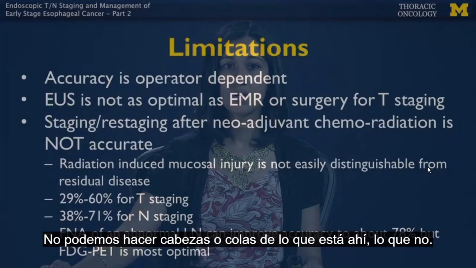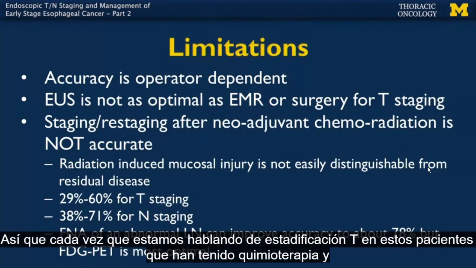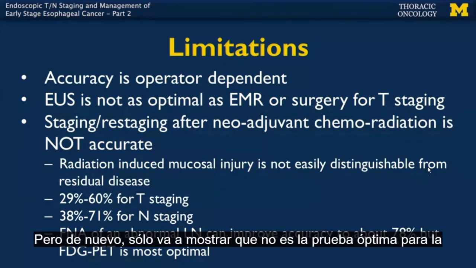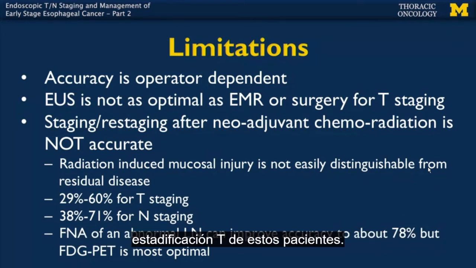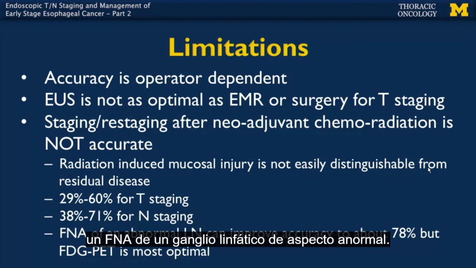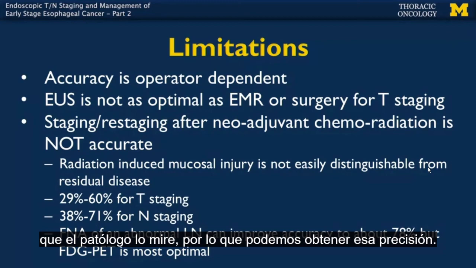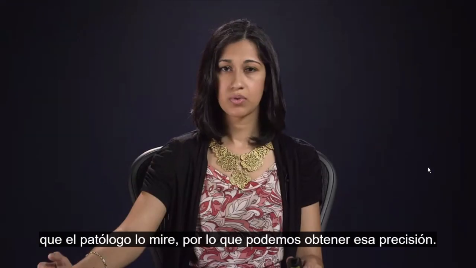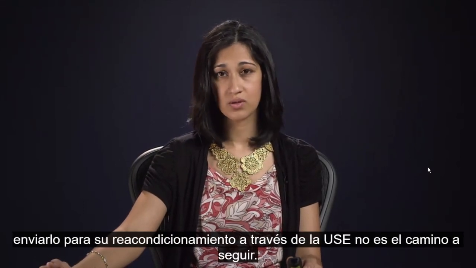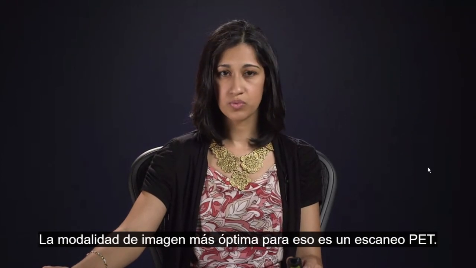So when we're talking about T-staging in patients that have had chemo and radiation, you're getting 29 to 60%, which is a huge range. But again, it just goes to show you that it's not the optimal test for T-staging these patients. 38 to 71% for N-staging. And we can get up to 78% when we're actually doing an FNA of an abnormal-looking lymph node. Again, we're getting tissue for the pathologist to look at, which is why we can get that accuracy. But whenever you have a patient that is post-chemo radiation, sending them for restaging via EUS is not the way to go. The most optimal imaging modality for that is a PET scan.